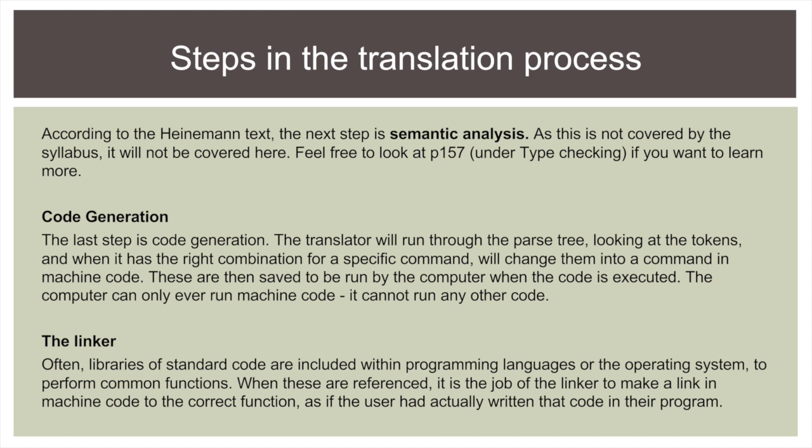The next step, according to the Heinemann text, is semantic analysis, and it's not covered by the syllabus, so I'm not covering it here. If you want, you can go to page 157 and learn more. The last step is code generation. The translator will run through the parse tree, looking at the tokens, and when it has the right combination for a specific command, it will change them into a command in machine code. These are then saved by the computer when the code is executed.